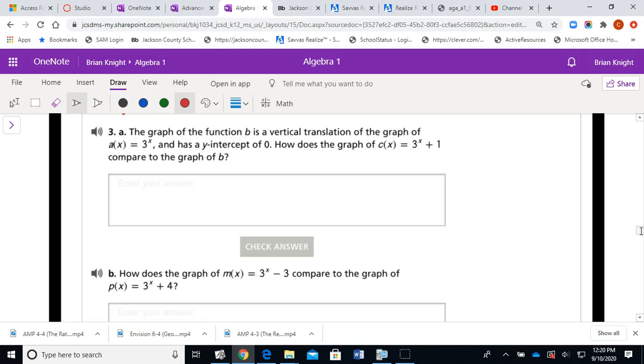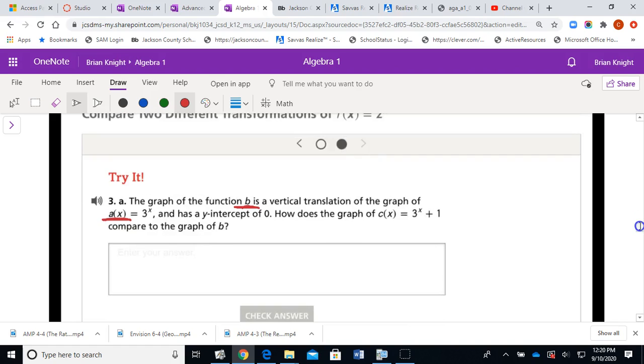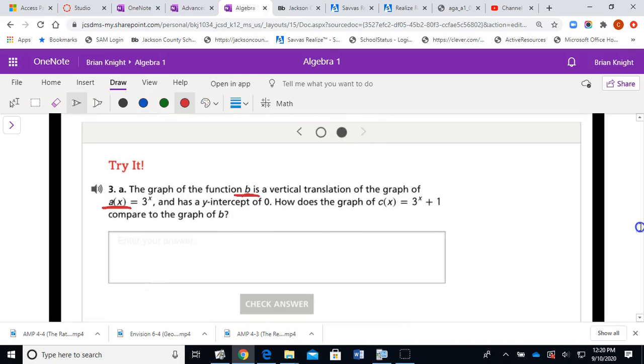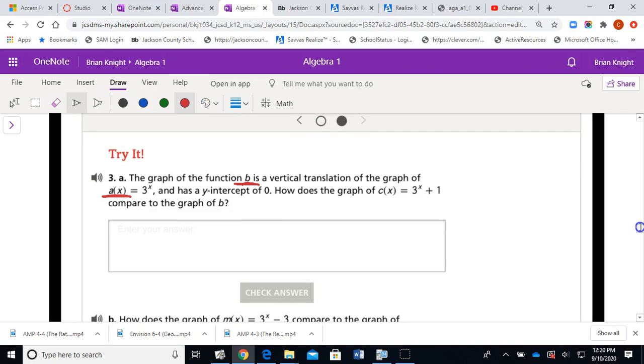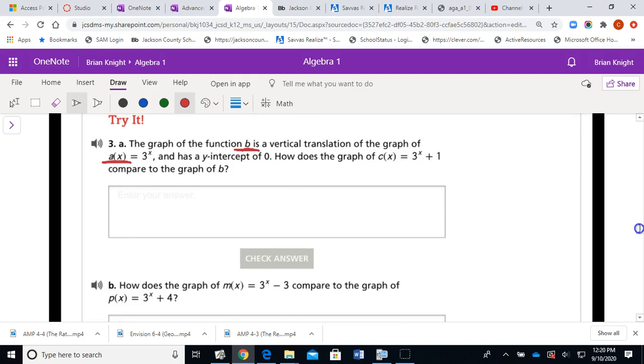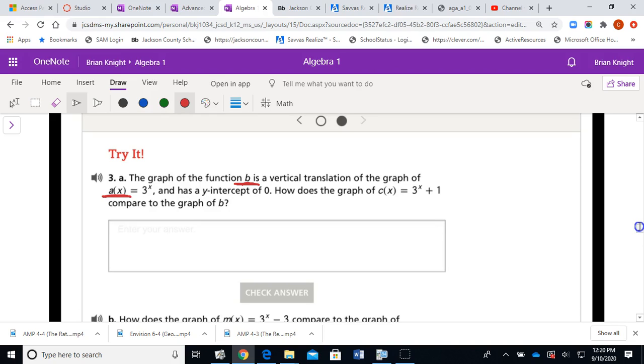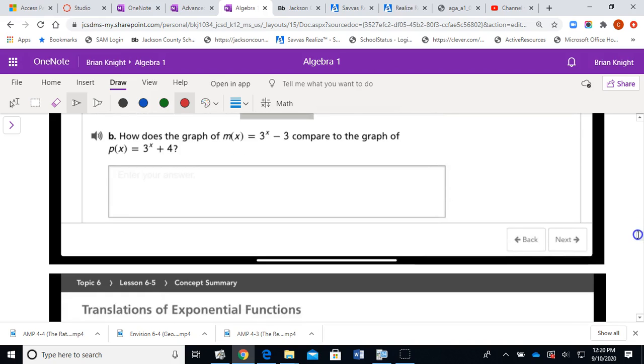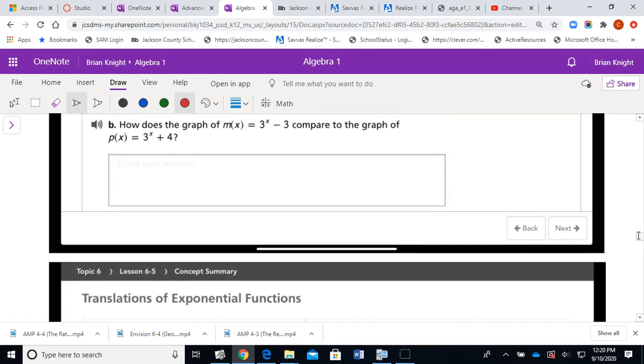Wait, how is it a vertical translation if it's still going through the... Well, see, that's what I'm saying. This just says a function B, and then they give us a of x. They haven't told us b. Or did I miss something? Are you supposed to figure out what b is based on that? Well, it just says it's a vertical translation. It doesn't say where. That's my point. Let's try part B. Maybe it'll make more sense.